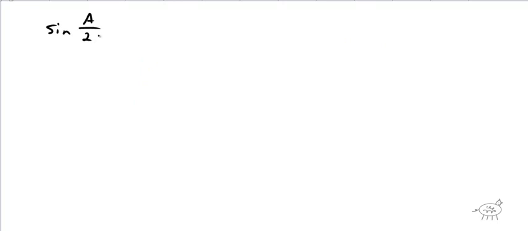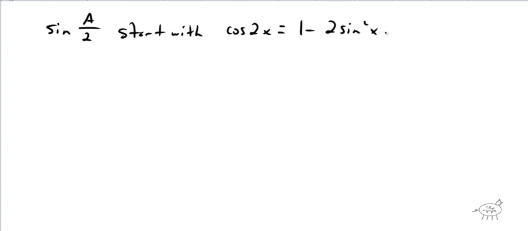It's actually pretty simple. What we're going to do is we're going to start with cosine of 2x is equal to 1 minus 2 sine squared of x. Right? You guys all know that. That's our nice double angle for cosine. Well, what I'm going to do is I'm going to solve for sine of x here. And if I add 2 sine squared of x and subtract 1, I get 2 sine squared of x is equal to 1 minus cosine of 2x.